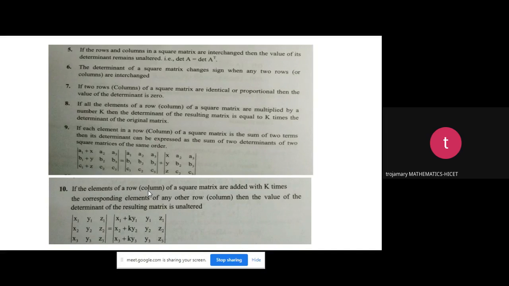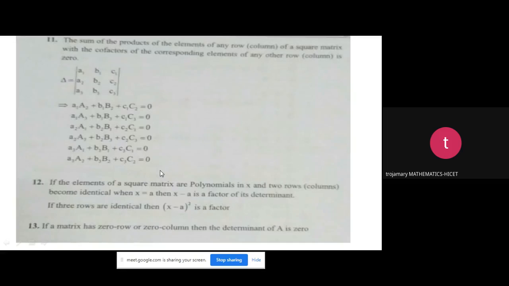That is, if there is any common element corresponding to a row or a column, we can take the constant outside. That is the meaning. Then if each element in a row or column of a matrix is the sum of two terms, then we can separate it into the sum of two matrices. Look at the example: A1 plus X, A2, A3, B1 plus Y, B2, B3, C1 plus Z, C2, C3. Then this can be written as the determinant of A1, A2, A3, B1, B2, B3, C1, C2, C3 plus the determinant of X, A2, A3, Y, B2, B3, Z, C2, C3.